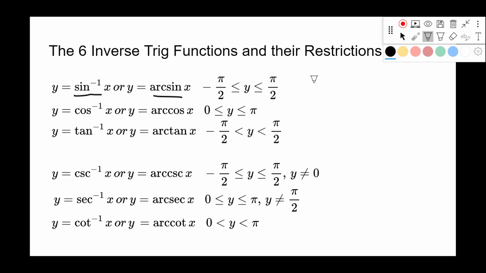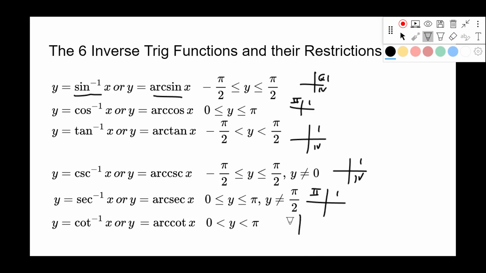Okay, so for inverse sine, you're working in quadrant 1 and 4. For inverse cosine, you're working in 1 and 2. For inverse tan, you're working in 1 and 4. For inverse cosecant, you're working in 1 and 4. For inverse secant, you're working in 1 and 2. And for inverse cotan, you're working in 1 and 2.